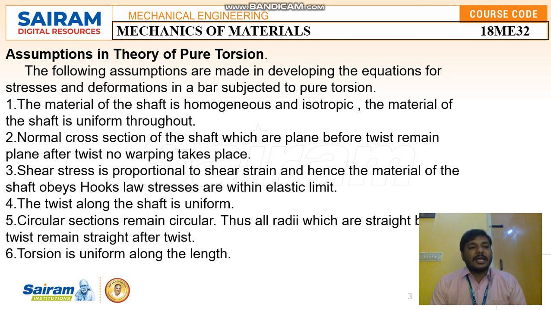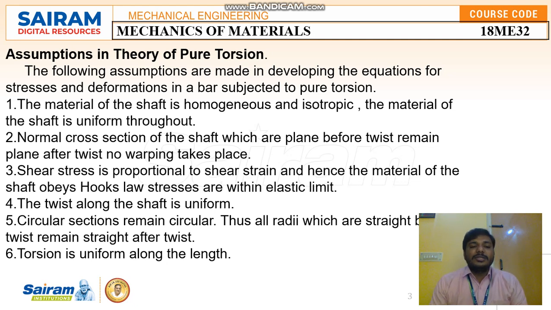The second assumption is that the normal cross sections of the shaft which are plane before the twist remain plane after the twist. Even the normal cross section of the shaft will remain the same before the twist and after the twist; no warping takes place. Warping is nothing but where the twisting moment will remain constant, even after the removal of the load, it will be the same only.